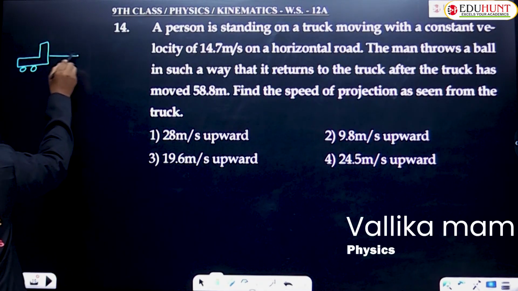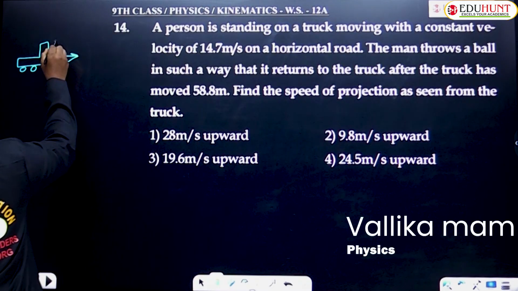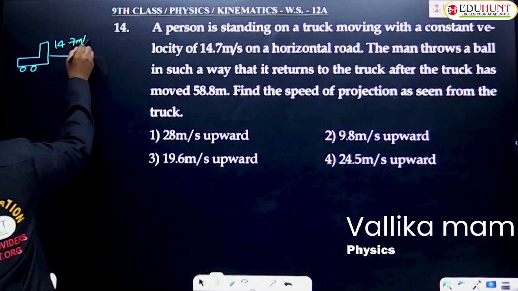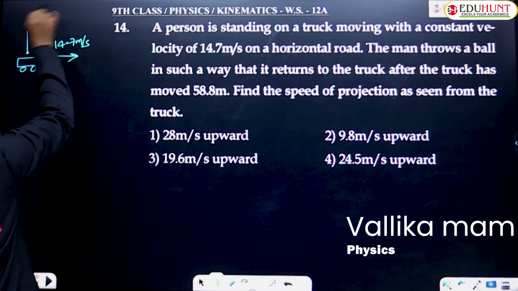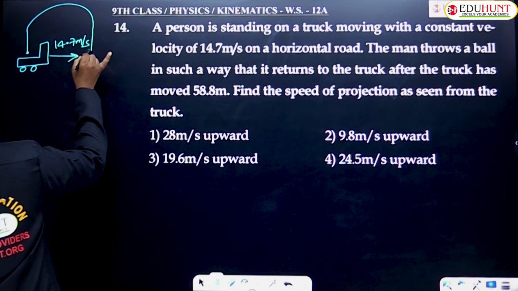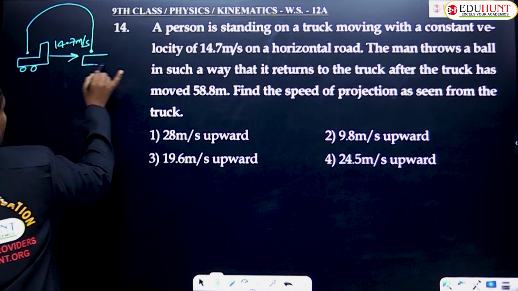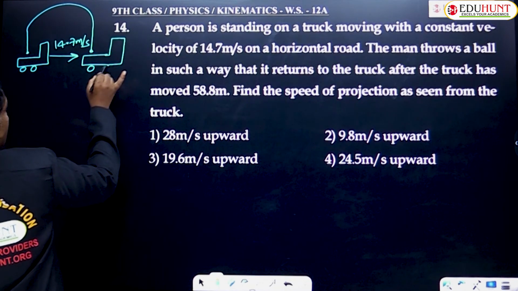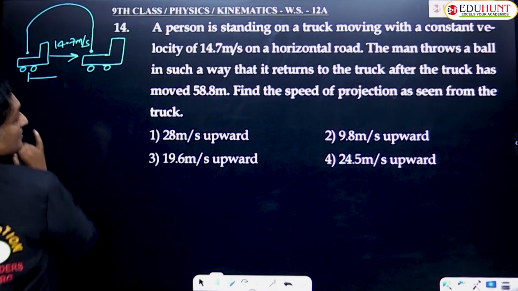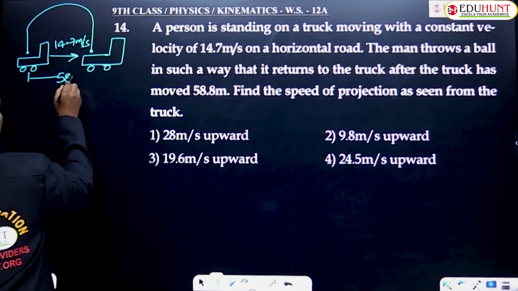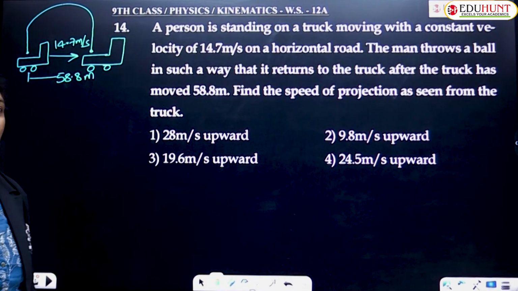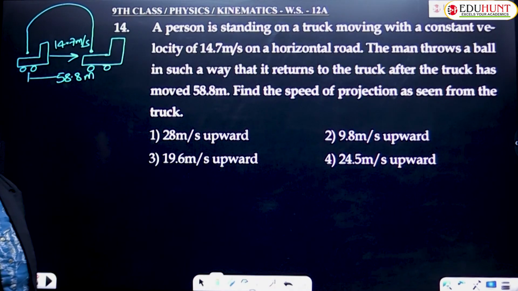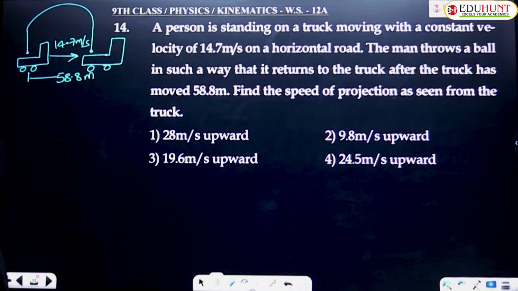So there is a truck, and this truck moves with a horizontal velocity of 14.7 meter per second. A person on this truck throws a ball and this ball will again come back to his hand, the moment meanwhile the truck would have moved a certain distance, and this distance travelled by the truck was given as 58.8 meters. Horizontal distance covered was given as 58.8 meters and the speed of the truck is given as 14.7 meter per second. But the ball was thrown projected upwards.